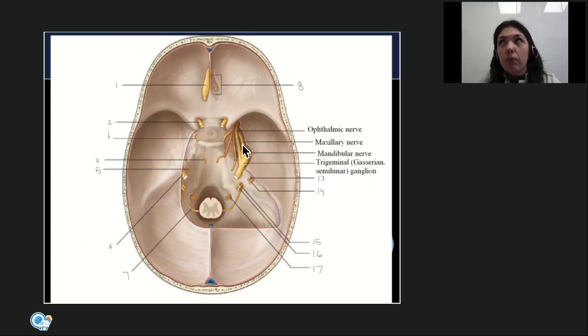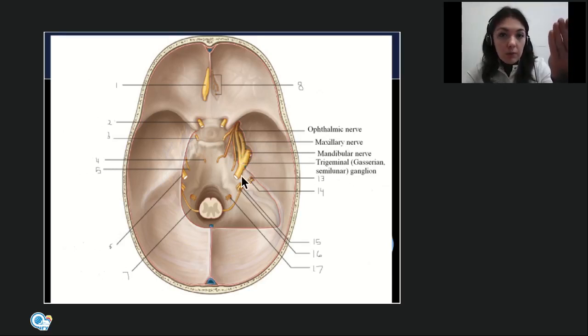Because the trigeminal nerve doesn't contain autonomic fibers, it's clear that the ganglion is sensory. Its name is the semilunar ganglion, here you can see it, or Gasserian ganglion, or just trigeminal ganglion. It is located here on the anterior surface of the petrous part of the temporal bone. Because it is a sensory ganglion, certainly motor fibers do not pass through it. Motor fibers pass under it.